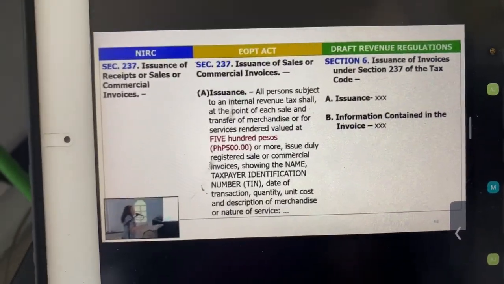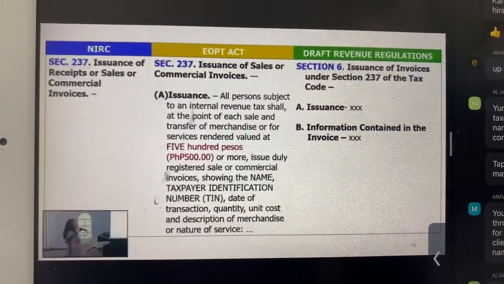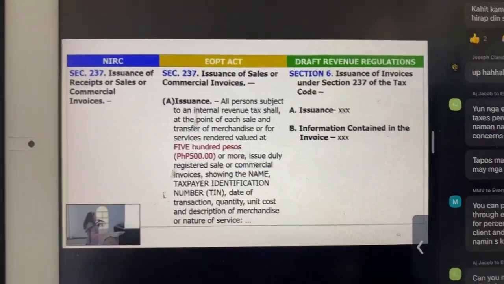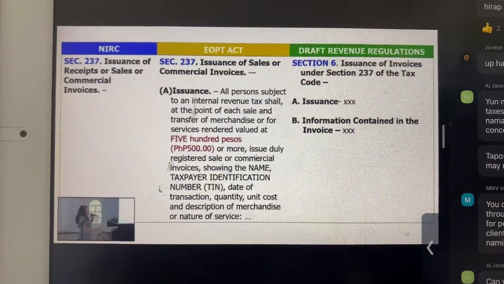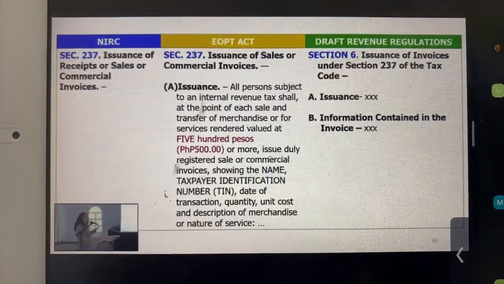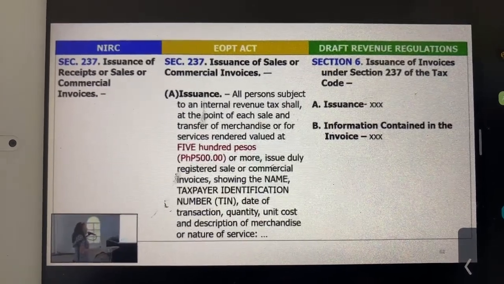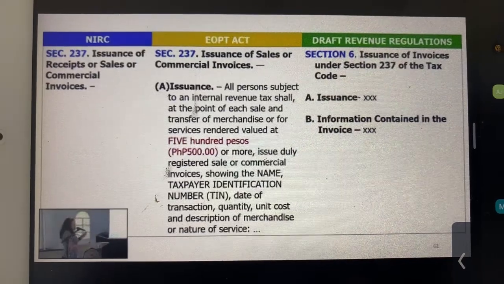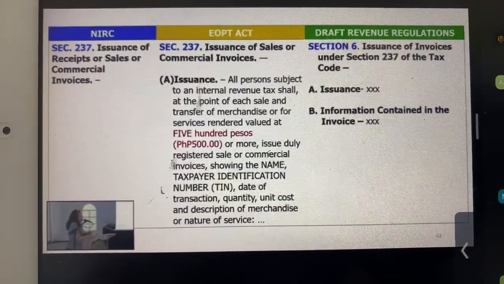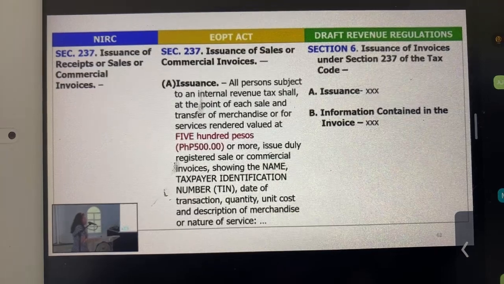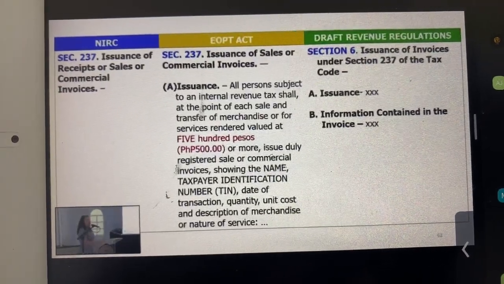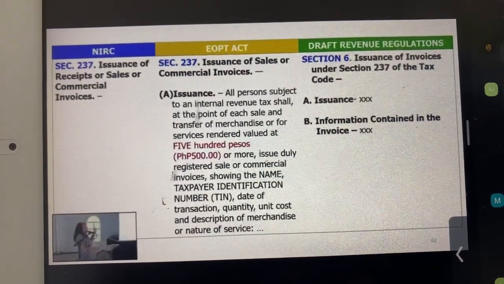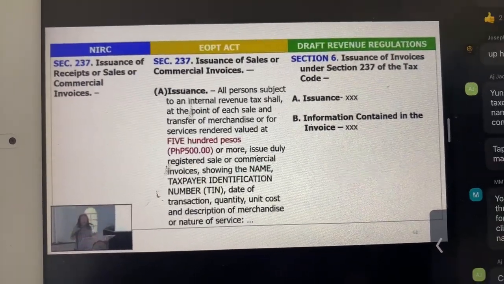All persons subject to any internal revenue tax shall, at the point of each sale valued at 500 pesos or more, issue duly registered sale or commercial invoices where the name, TIN, date of transaction, quantity, unit cost, and description of merchandise or nature of service will have to be indicated. Okay, ito po yung nabago. Dating 100, 500 pesos na po. Tumaas. Okay.